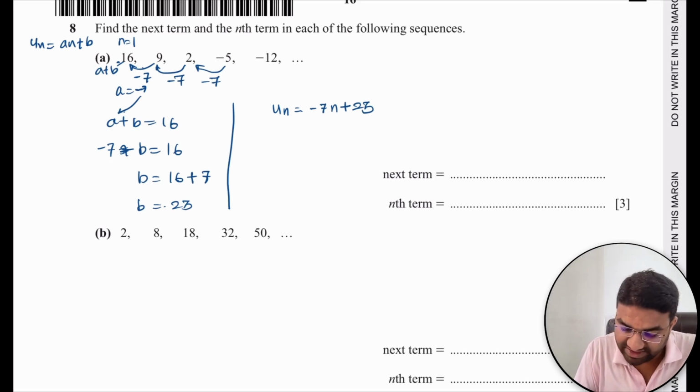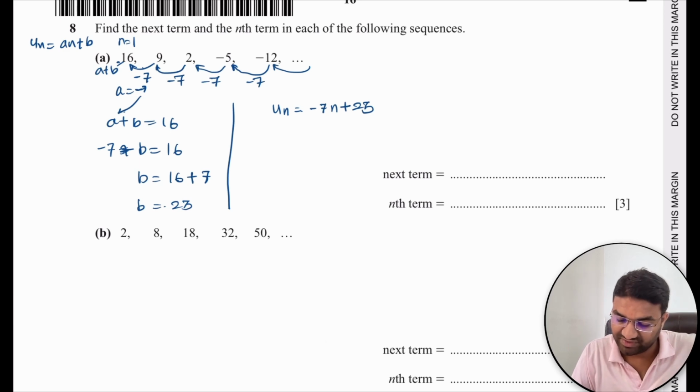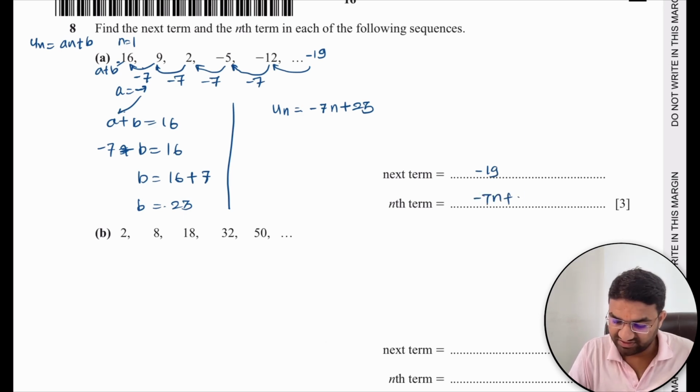Every time you are getting negative 7 here. So if we subtract 7 from the last term, we will get negative 19. That's the answer. So the next term is negative 19 and the nth term is negative 7n plus 23.